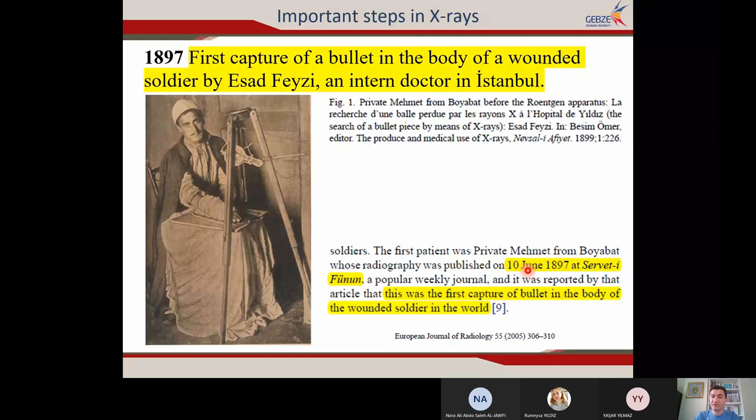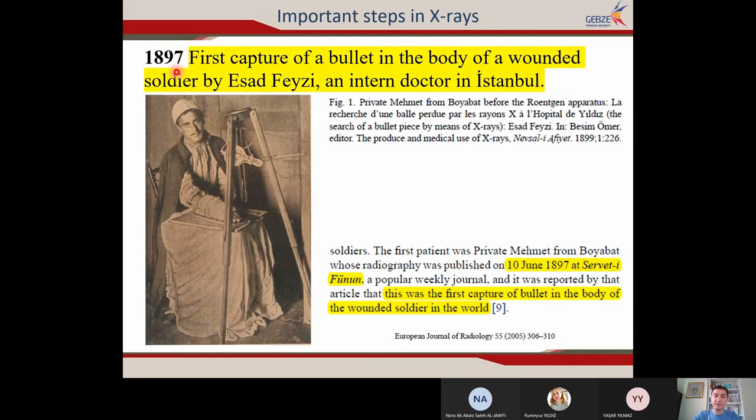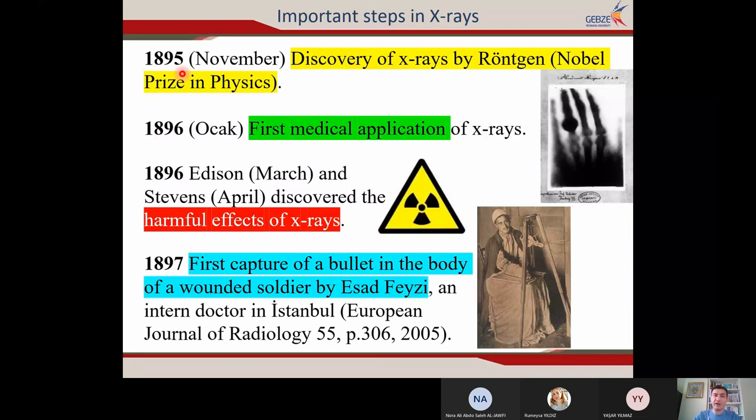And later on, Esat Feyzi published that study in Nefsal-i Afiyet. This was a medical journal at that time, in 1899. So from that information, you can understand how widely X-rays were used just after their discovery. I mean, if you carefully read that paper published in the European Journal of Radiology, you will see that Esat Feyzi Efendi started to use X-rays in Istanbul in 1896, just before that date. So in 1895, X-rays were discovered in Germany, and in 1896, X-rays started to be used in Istanbul. So it is amazing how widely it was used within a short time.